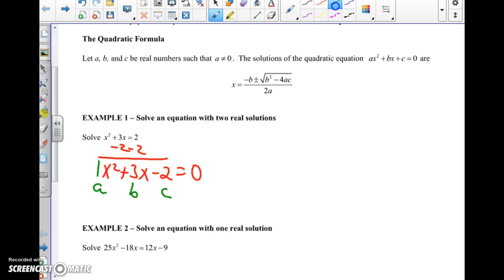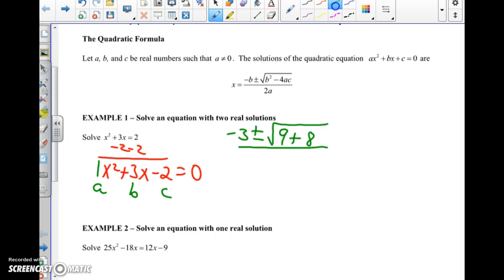All right, so here, negative b, how much is negative b? Negative 3, correct. Plus or minus the square root. Now b squared, how much is 3 squared? 9. Now negative 4 times a, 1, times c, negative 2. What did you get? Positive 8, because it's a positive number. Divided by 2 times a, which is 1.